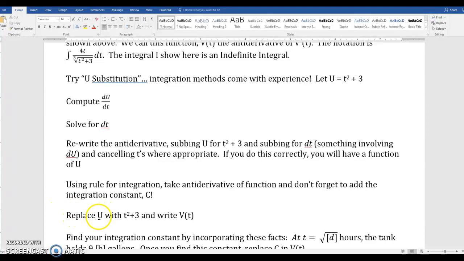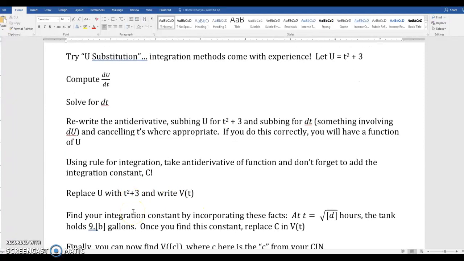At this point, I want you to go back, and where you have a u in that equation, and you should have it in one spot, I want you to replace it with t squared plus 3, and that way you'll write this as an equation. As we mentioned, you'll have the volume equation as a function of t. Now, at this point, that integration constant has to be solved for based on some given conditions. And there were two conditions in the statement of the problem that allow you to solve for the integration constant.